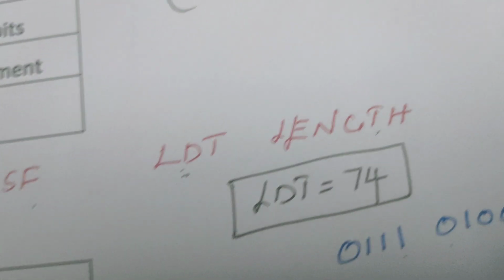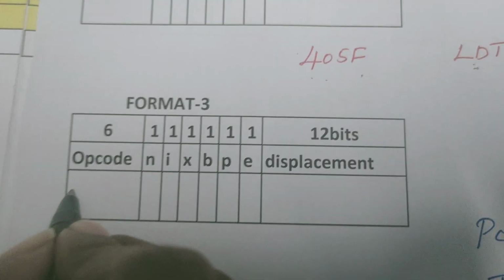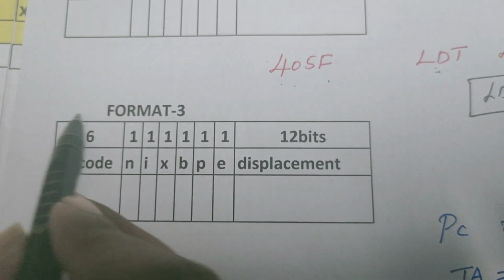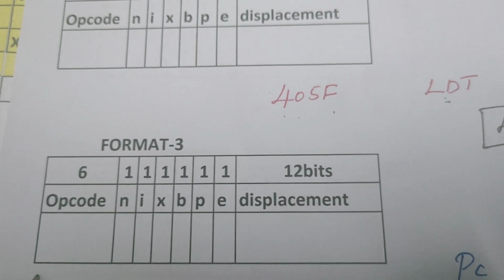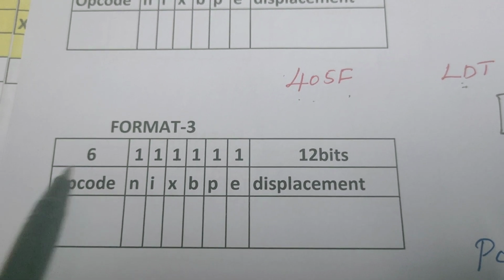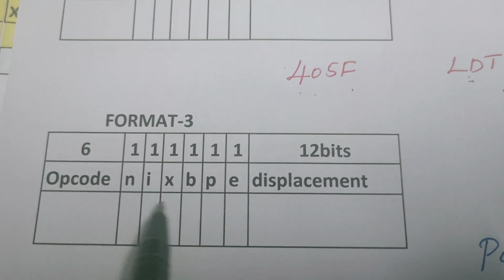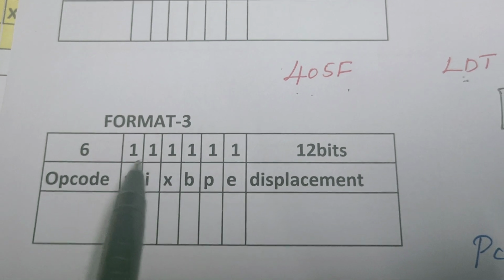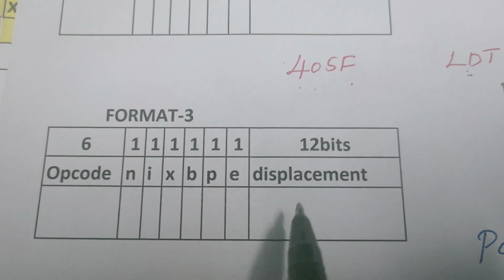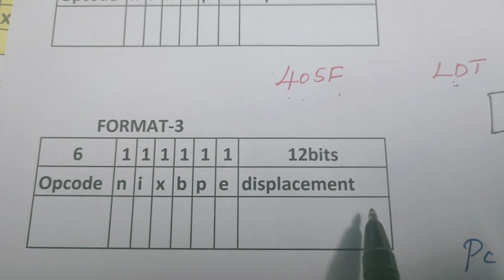Okay, now let us build the object code for this. Let me write the opcode here. This is the format 3 instruction format. 6 bits are the opcode, then we have 6 single-bit flags: N, I, X, B, P, E, and finally the 12 bits are for the displacement.